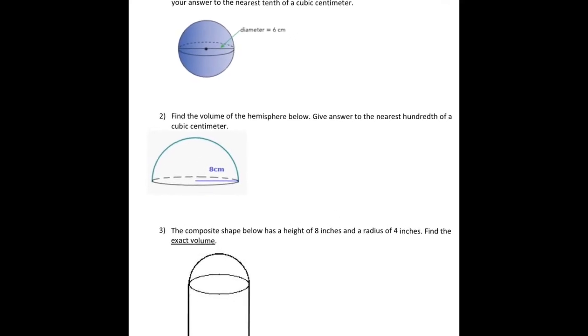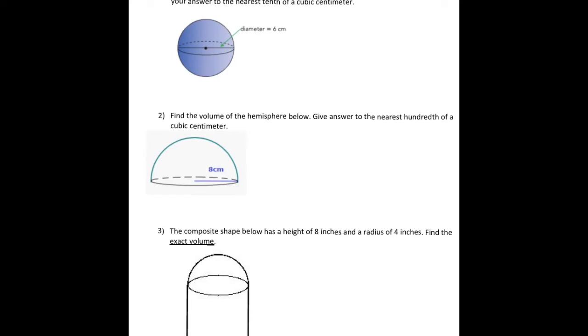Our first example, number 1, says that an iron ball has a diameter of 6 centimeters. We need to find the exact volume. When you see the word exact, when we're talking about volume, that means leave your answer in terms of pi. Because remember, pi is an irrational number, meaning a decimal that goes on forever. So if you use the pi button on your calculator, it's going to give you that decimal that goes on forever. And that's not exact. It's an approximation, okay?